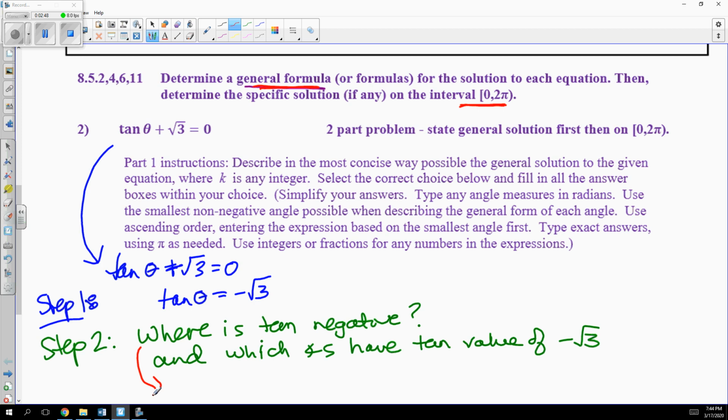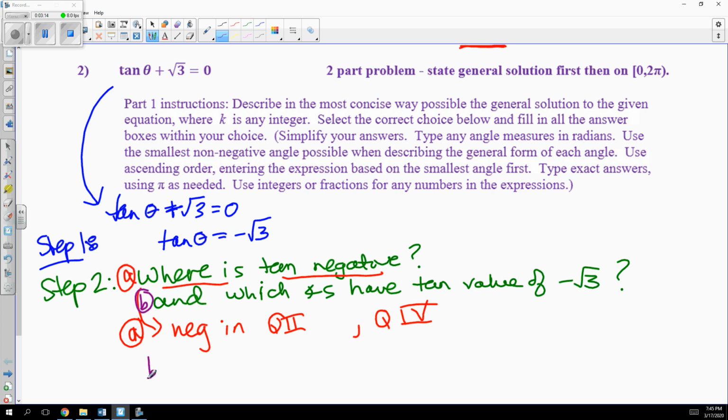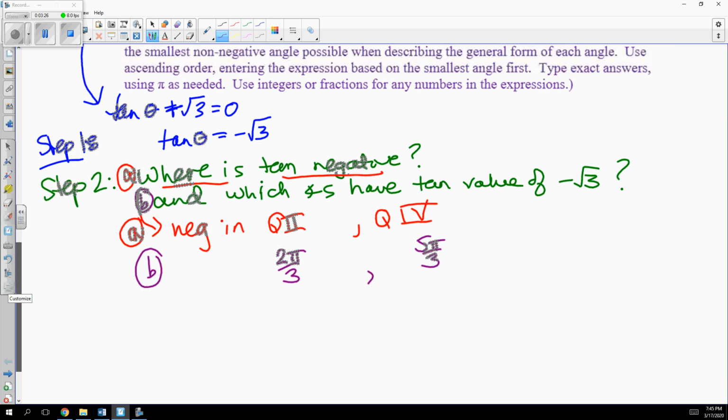Tangent is negative in quadrant 2 and also in quadrant 4, right? That's where tangent is negative. The second piece is which angles have that tangent value of negative square root of 3. In quadrant 2, that's going to be 2 pi over 3, and in quadrant 4, that's going to be 5 pi over 3. If you have your unit circle in front of you, you should be able to find that. Remember that tangent is y over x if you don't write down those tangent values. Hopefully you get to know them soon.